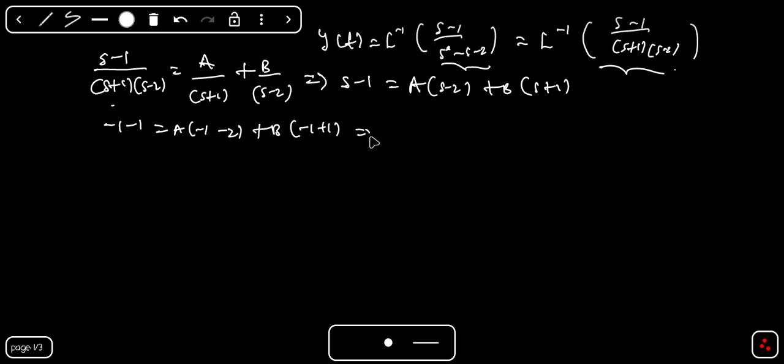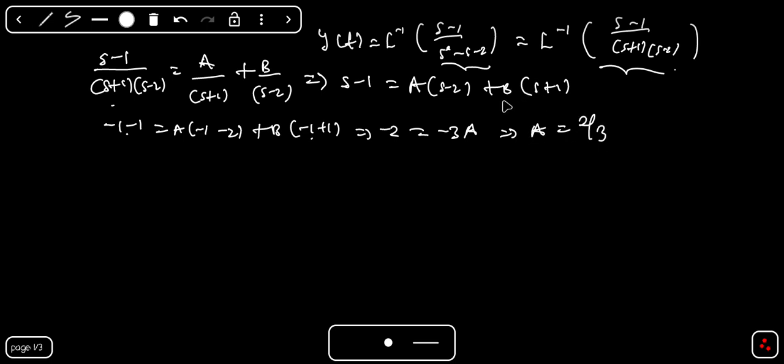So we are going to have negative 1 minus 1 will give us negative 2, which is equal to negative 1 minus 2 will give us negative 3. We have negative 3 of a, and then negative 1 plus 1 will give us 0. Okay, so then divide both sides by negative 3, we have a is equal to 2 over 3. So we have the value of a.